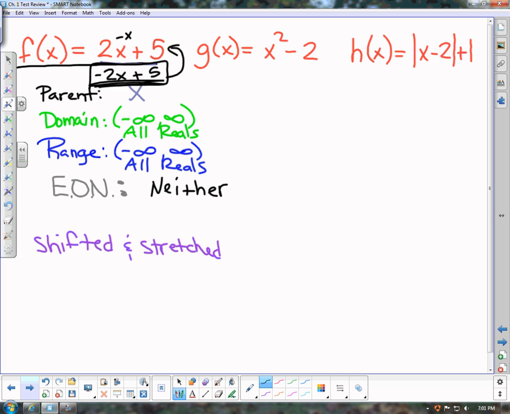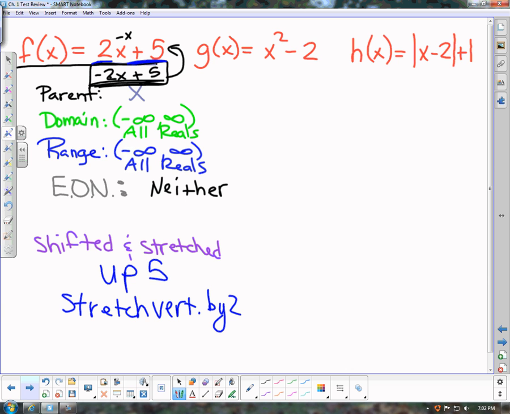This part is opposite, but that's the same. So because it's not the same and it's not completely opposite, it is neither. And finally then our shifting. The plus 5, it's not with the x, so that is going to move it up 5. And the 2 is going to stretch it vertically by 2. Because again, it's not with the x, so then it's the same as what's happening. If it was with the x, it would be the opposite of what's happening.